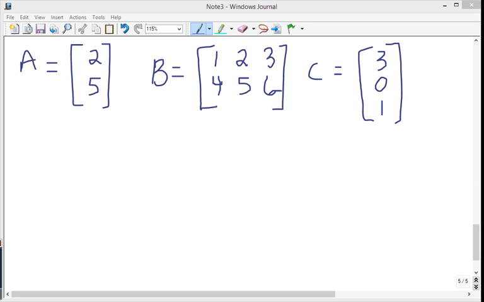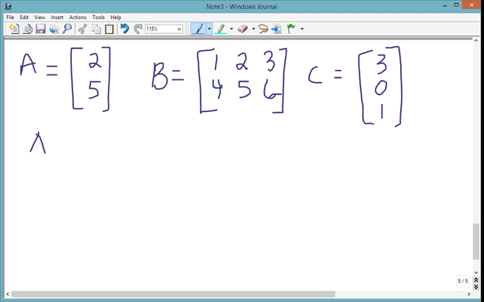All right, here's some matrices, A, B, and C. So let's see what we can multiply together. Okay, let's look at, can we do AB? Well, A is a 2 by 1. B is a 2 by 3. So remember, these two have to match. I can't do them.